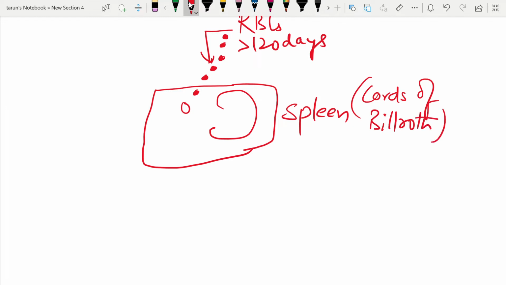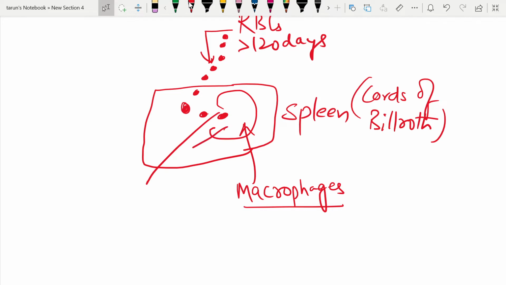There are special cells present, the macrophages. These are the eating cells. They engulf dead tissue, and when the RBCs become old, the macrophages engulf and destroy them. In these splenic macrophages, the RBCs are destroyed. We will zoom in now and see what happens to the RBCs in a bit more detail.